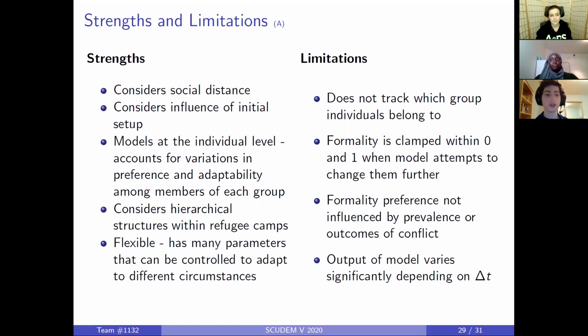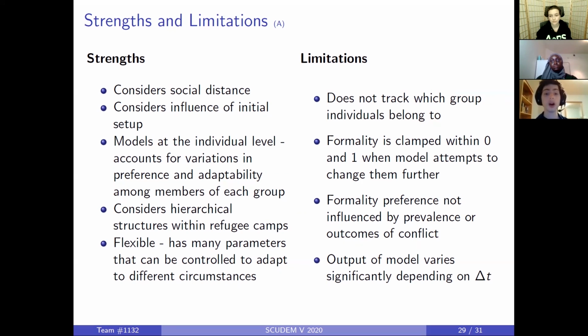Some of the strengths of our model are that it considers many different parameters, including social distance, the influence of the initial setup, the hierarchical structures of the refugee camps, among others. It also models conflict preference changes at an individual level instead of a group level, so it can account for variations in preference and adaptability between members in the same group. Since it has many parameters, it's also very flexible. It can be adapted for many different circumstances.